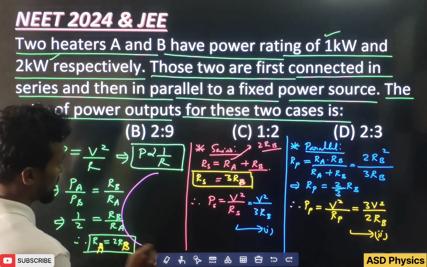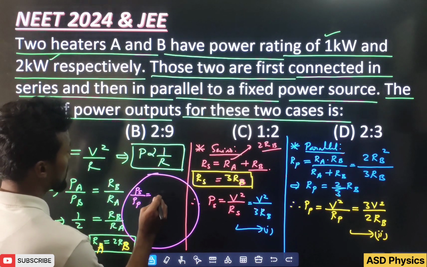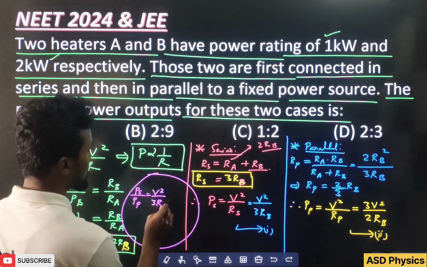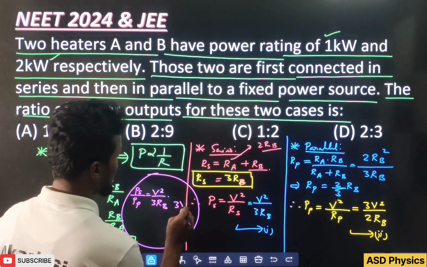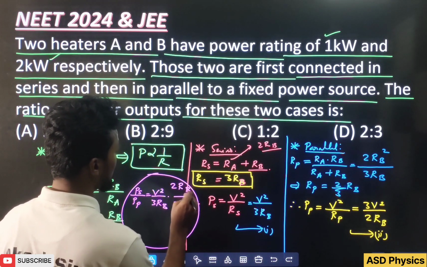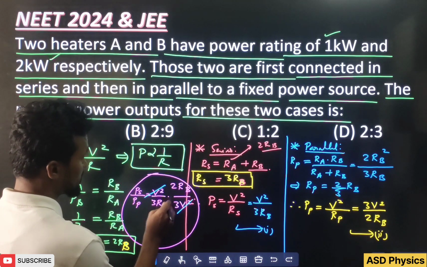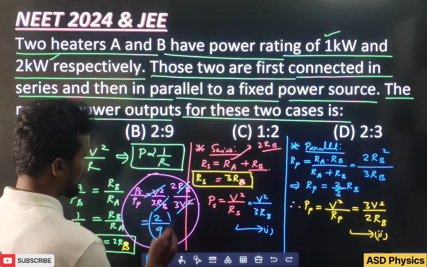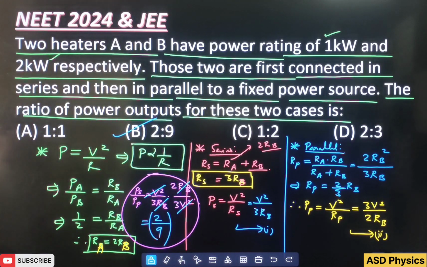So the ratio, let me write here, PS by PP becomes V square by 3RB into the reciprocal of this one, 3 by V square into 2RB. So many things will cancel out. V square cancels, RB cancels. So this is 2 and 3 into 3, 9, so 2 by 9. Which option is it? The correct option is option B.